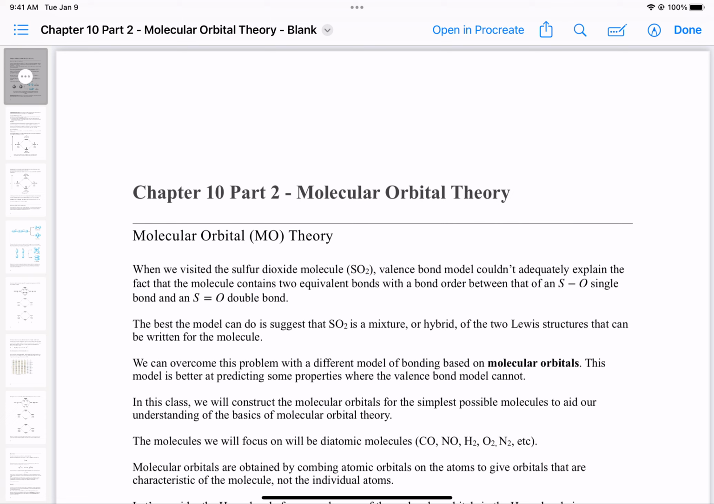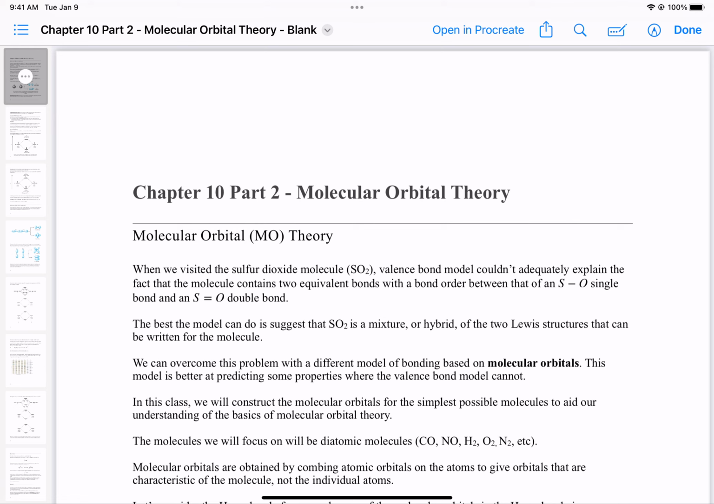So now let's talk about molecular orbital theory. In my opinion, it's sometimes hard to rack your brain around molecular orbital theory. So let's just jump into it.